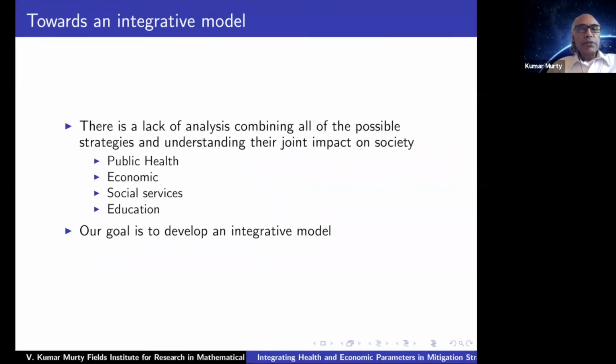Okay. So in light of that, what I'm asking for is a kind of program. What we need is an analysis that combines all of the possible strategies at our disposal, the ones that I listed at the beginning, like closing offices, requiring masking, or limiting the size of public gatherings. And then to understand their joint impact on society, not only on public health, but also on the economic aspects, the social services, the education, and perhaps other aspects as well. So our goal is to develop an integrative model.